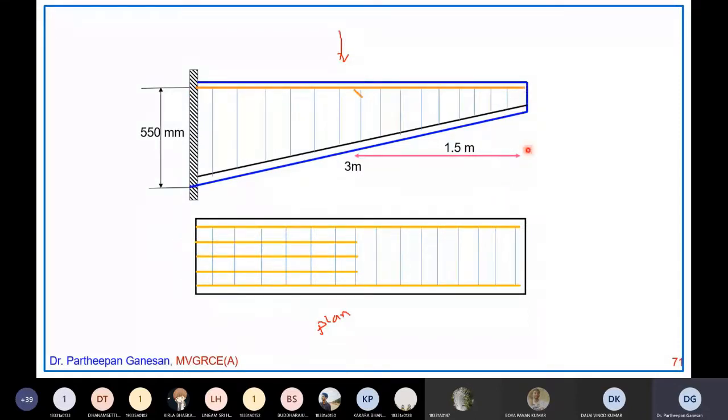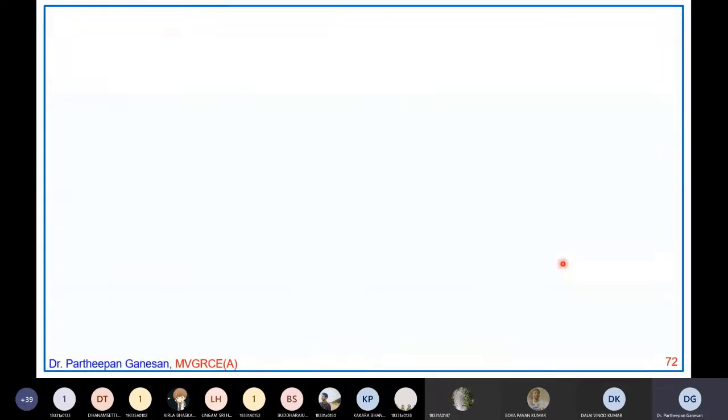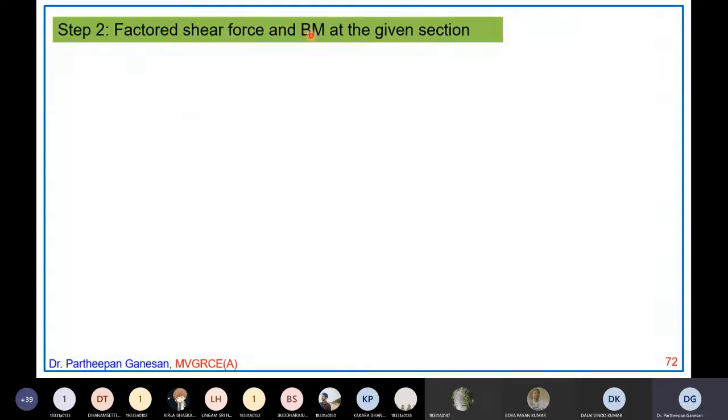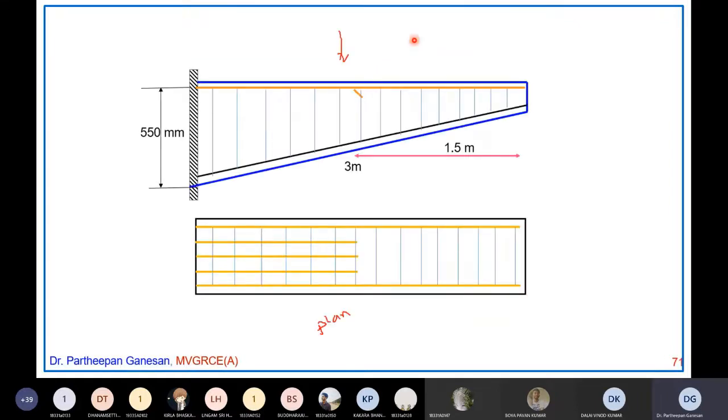Bending moment here is 0, so you need very minimal reinforcement. Here the bending moment will be much less than what is there. So that is why you need only a few reinforcement bars beyond a particular section. Okay. Now our question is, how do you design the shear reinforcement at this section? So this is 1.5 meter. Now you will see what is the factored shear force and bending moment at the given section. Now you know the load is 80 kilonewton per meter, and this is 1.5 meter.